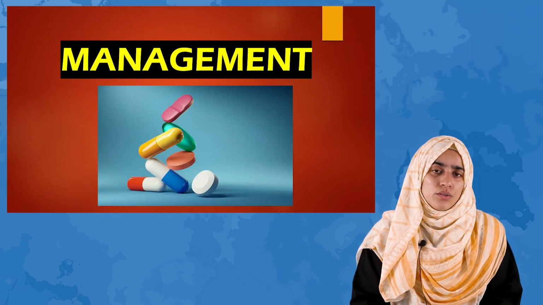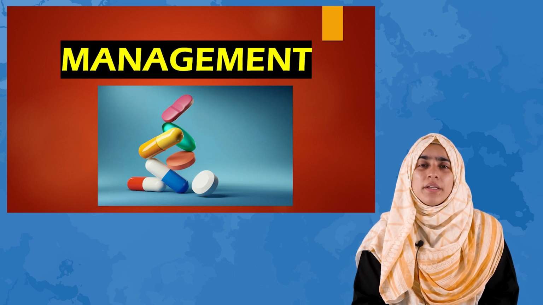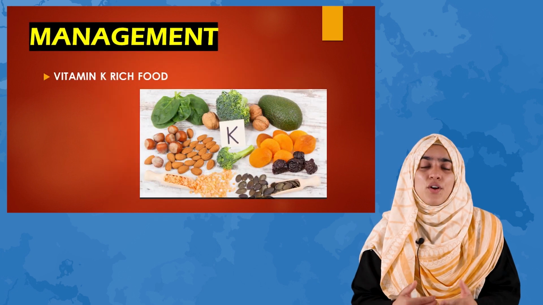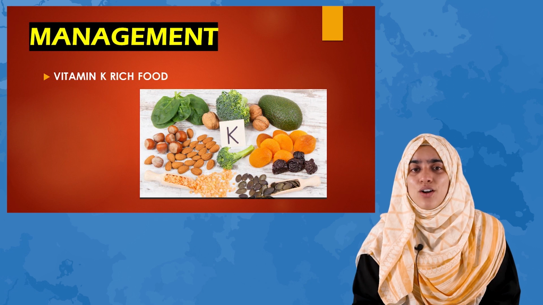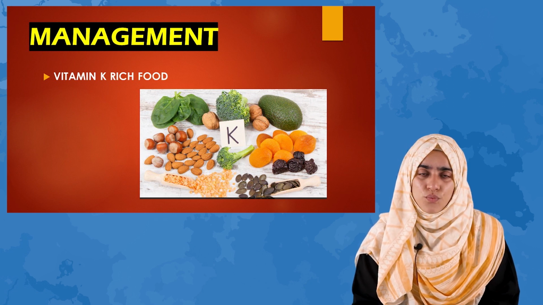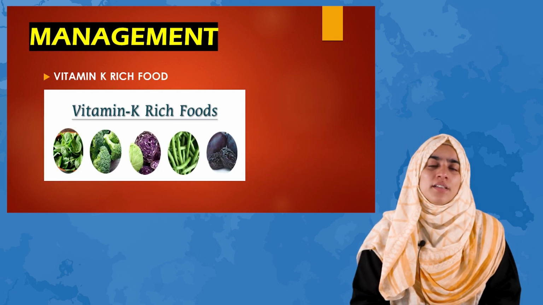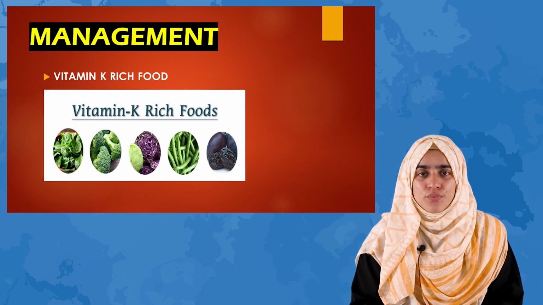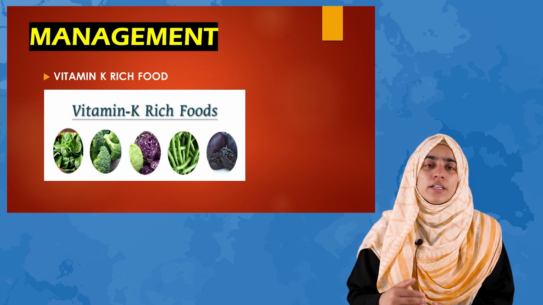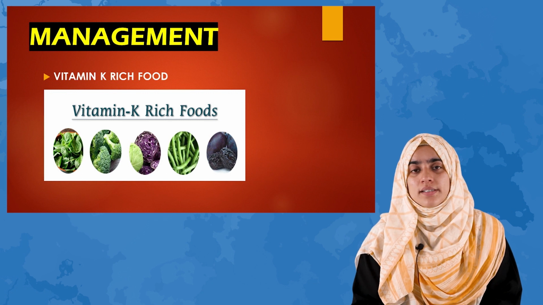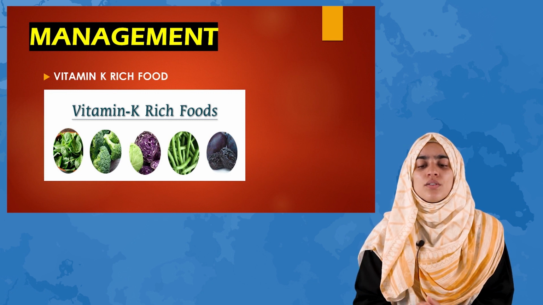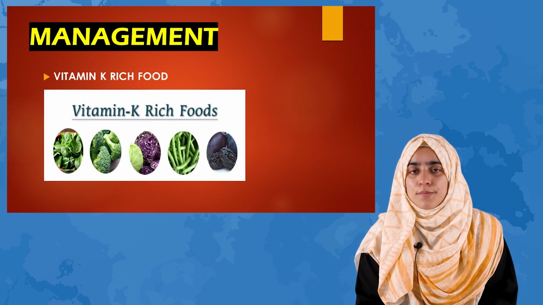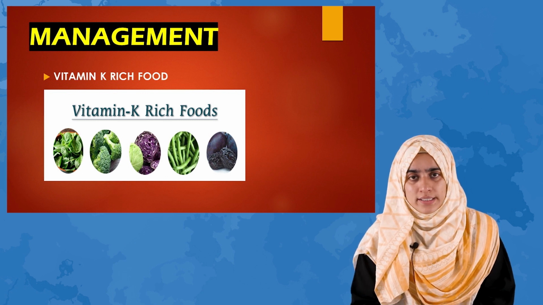Now we talk about the management of this vitamin K deficiency. First of all, the dietary intake of vitamin K rich foods. The most common vitamin K rich foods are green leafy vegetables such as kale, collard greens, broccoli, spinach, cabbage, and lettuce.